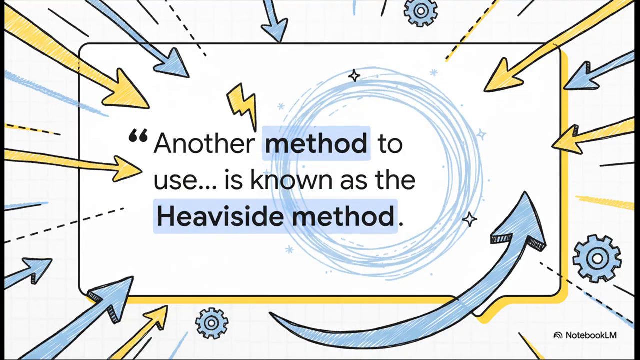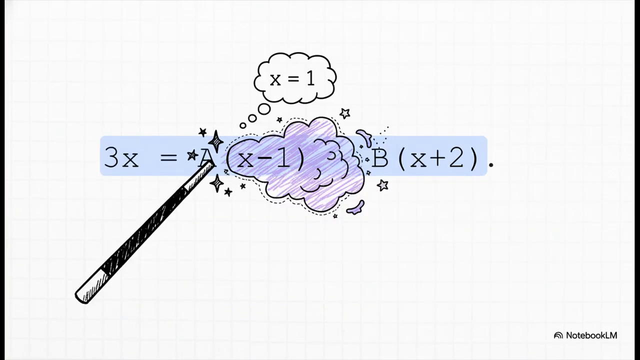But what if I told you there's an even faster method? At least for cases like this one. It's a fantastic little shortcut. Sometimes it's called the Heaviside method. We can actually pick strategic values for x that make parts of this equation just vanish. It's a really elegant way to isolate our unknowns.